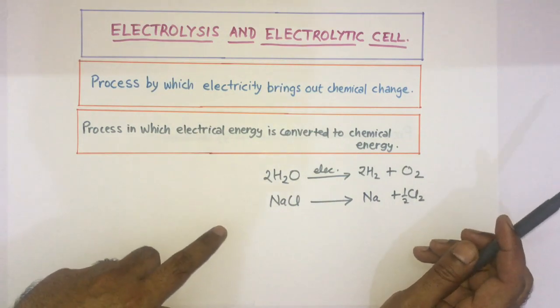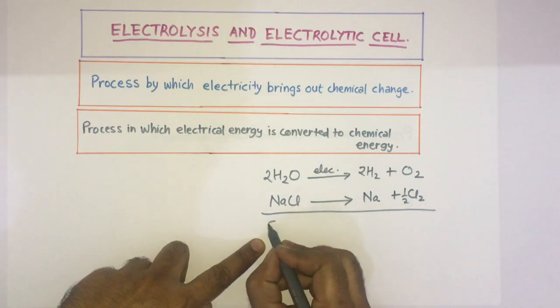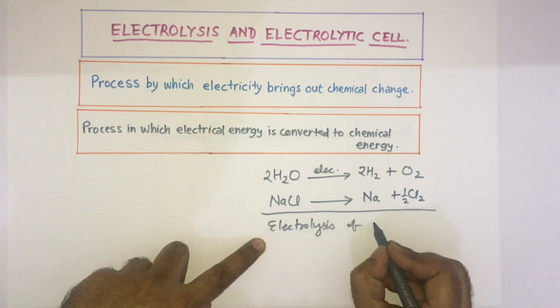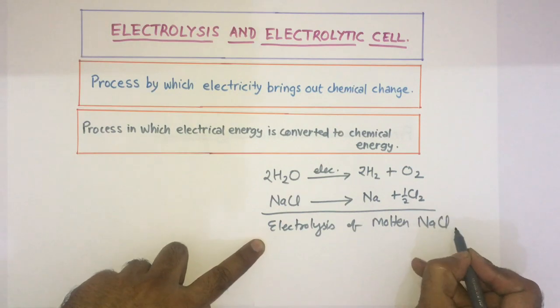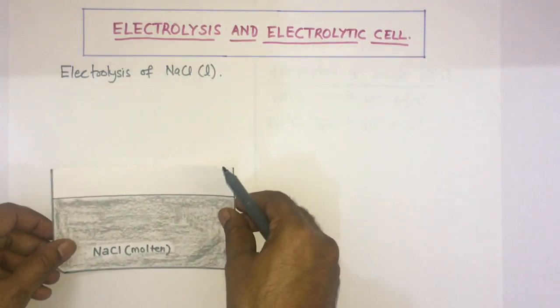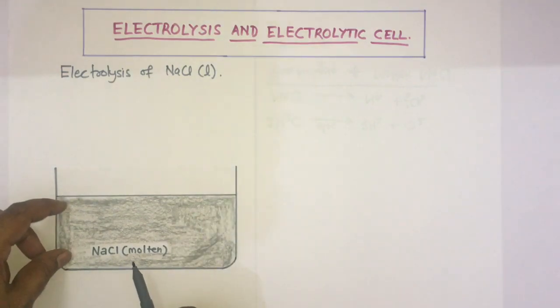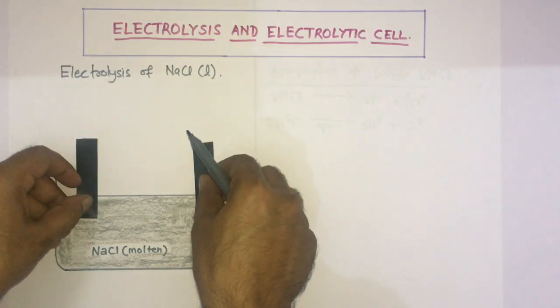Now next we will take up the example of electrolysis of molten sodium chloride. The cell setup is the electrolytic tank or electrolytic cell which contains molten sodium chloride, and there are two graphite electrodes which are immersed in the molten sodium chloride.